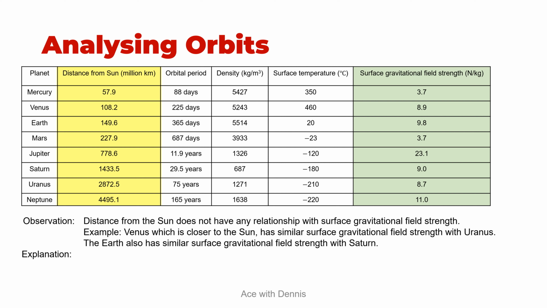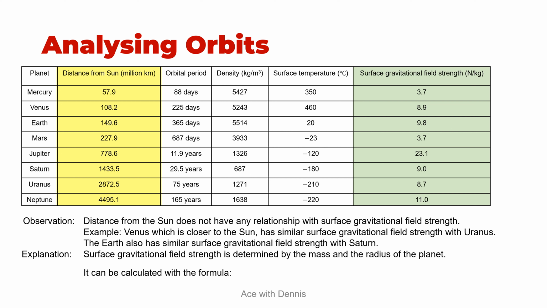Here is the reason. Surface gravitational field strength is determined by the mass and the radius of the planet. It can be calculated with the formula g equals Gm over r squared, where G is a constant, m is the mass, and r is the radius of the planet. Hence, the mass and the radius of the planet have a relationship with the surface gravitational field strength, but not the distance from the Sun.